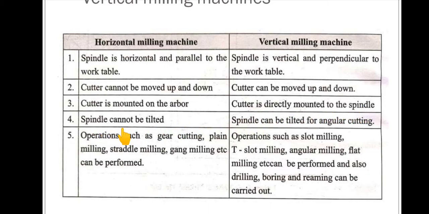Next difference is that the spindle cannot be tilted. In the horizontal machine, the cutter rotates on the arbor, and we cannot tilt that arbor. But in the vertical milling machine, the spindle can be tilted at an angle to obtain angular cutting. Next, operations such as gear cutting, plane milling, straddle milling, gang milling, etc. can be performed. Operations such as slot milling, T-slot milling, angular milling, flat milling can be performed using this vertical milling machine.